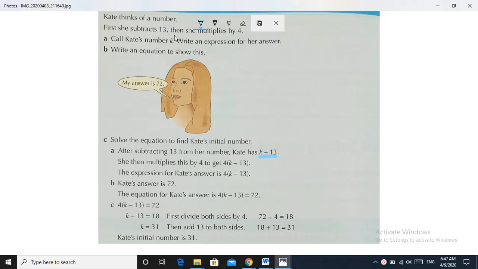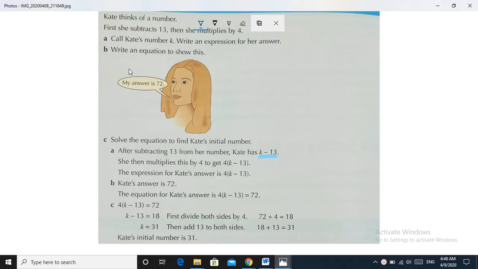Second, she multiplies this number, which is K minus 13, by 4. So all we have to do is put this number between brackets and then multiply it by 4. She then multiplied this by 4 to get 4, bracket, K minus 13, close the bracket. The expression for Kate's answer is 4 multiplied by bracket, K minus 13. Remember, this is multiplication between the bracket and 4 here, but we don't write it.